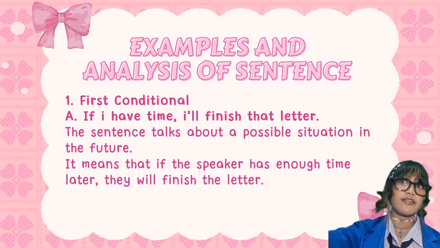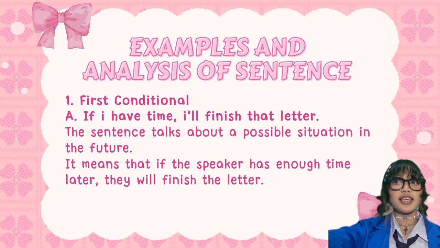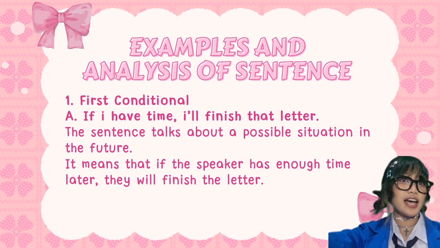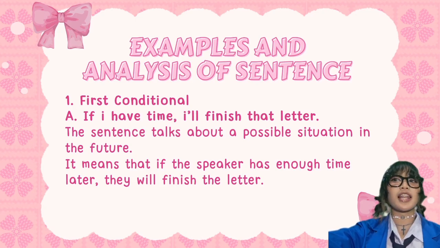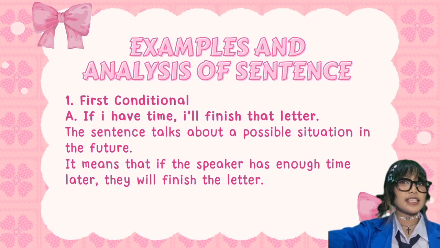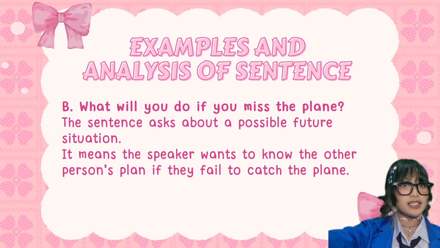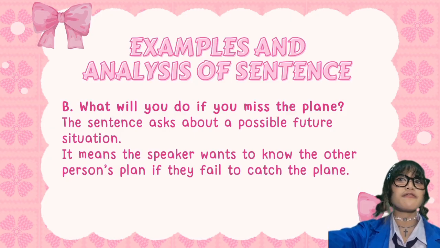Next, we have first conditional. Let's analyze the first conditional. A, the example sentence is, if I have time, I'll finish that letter. The sentence talks about a possible situation in the future. It means that if the speaker has enough time later, they will finish the letter. Second, B, what will you do if you miss the plane? The sentence asks about a possible future situation. It means the speaker wants to know the other person's plan if they fail to catch the plane.